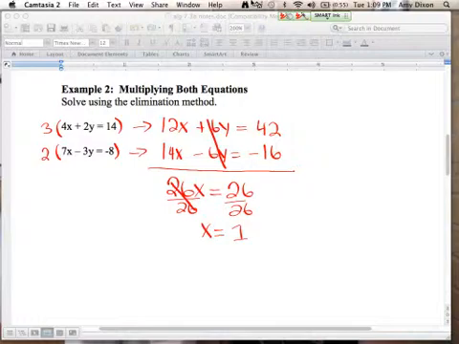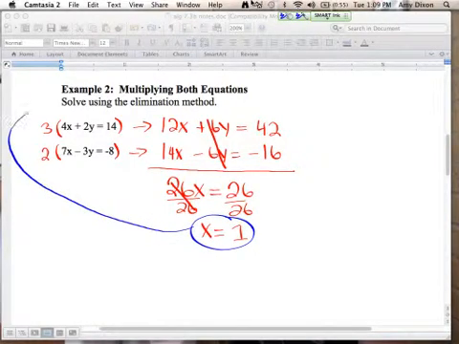Let's use the top one. Take this x equals 1 and we'll put it right in here. So we have 4 times 1 plus 2y.